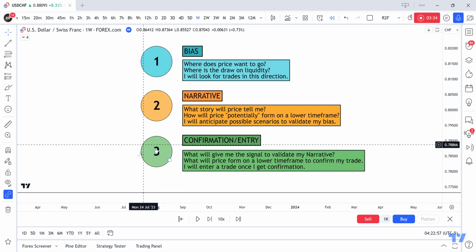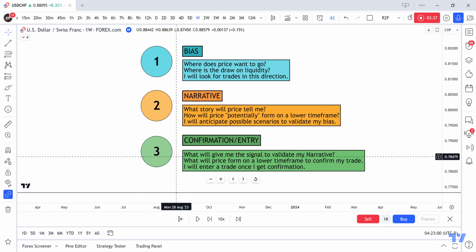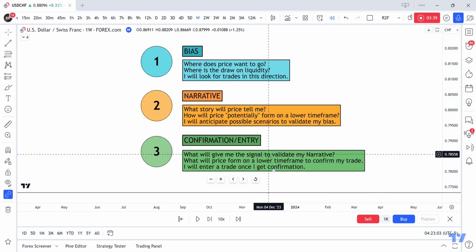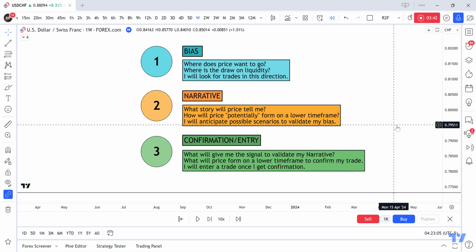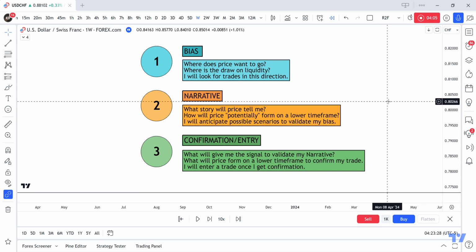Now number three, confirmation and entry. What will give me the signal to validate my narrative? As in, what will price form on a lower time frame, even a lower time frame, to confirm my trade? You don't necessarily need to be on an even lower time frame, but you can if you want to attempt to catch higher RR trades. But I suggest only doing this if you have the experience and are willing to compromise with perhaps a slightly lower win rate in most occasions.